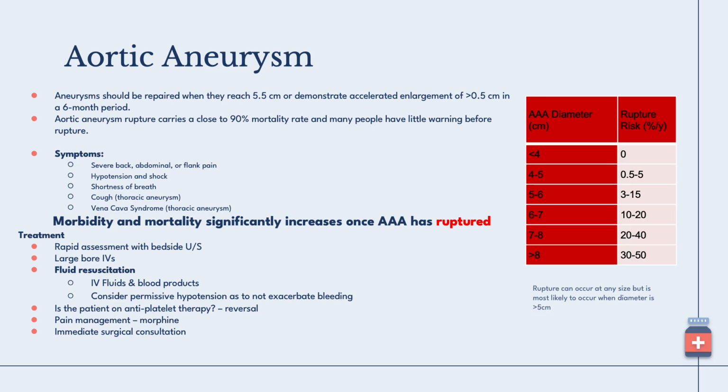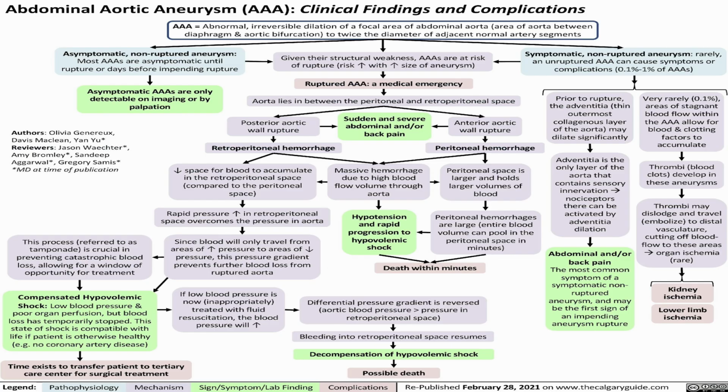Is the patient on antiplatelet therapy? Getting a history and knowing whether your patient is on certain medications is important, because we may need to reverse that to help with the bleeding. For pain management, IV morphine, and then the most critical thing is to get a surgical consult, so vascular surgery down as quick as possible. Here's a Calgary guide on AAA clinical findings and complications.